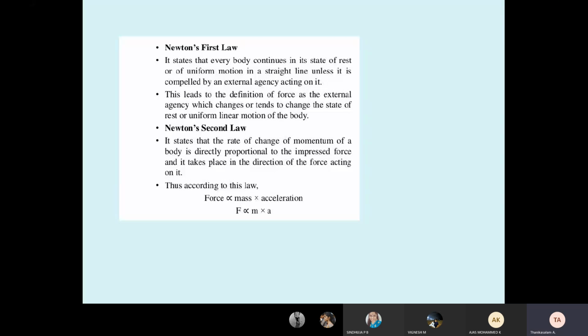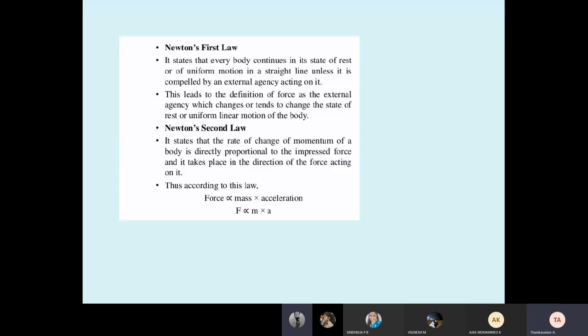Okay. Teresa, can you read the second law, Newton's second law? Teresa? Kavi Raja? Kavi? Yes, sir. Can you read Newton's second law? Yes, sir.